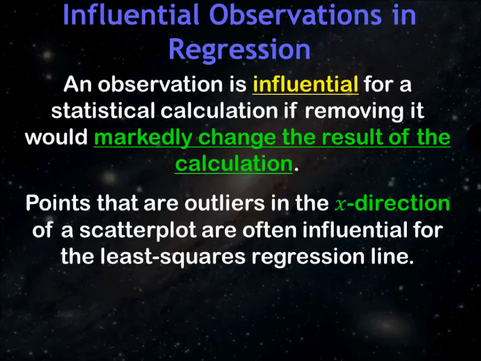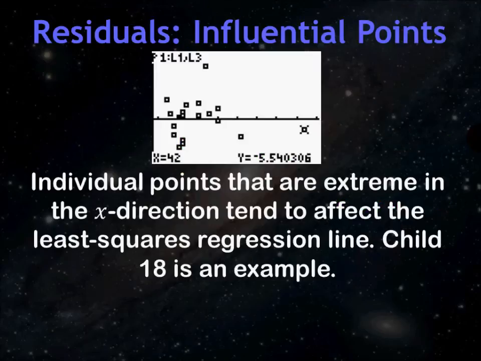Points that are outliers in the X direction of a scatter plot are often influential for the least squares regression line. And if you take a look at the example and that scatter plot, let's see if we can find one. So individual points that are extreme in the X direction tend to affect the least squares regression line. Child 18, right there. Hello, where are you? There you are.